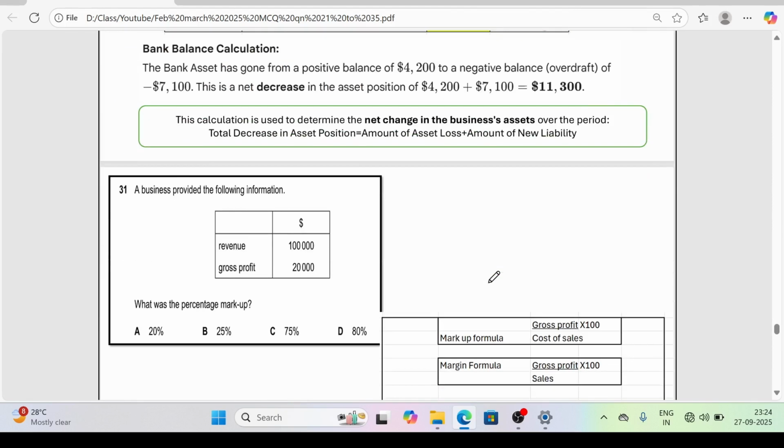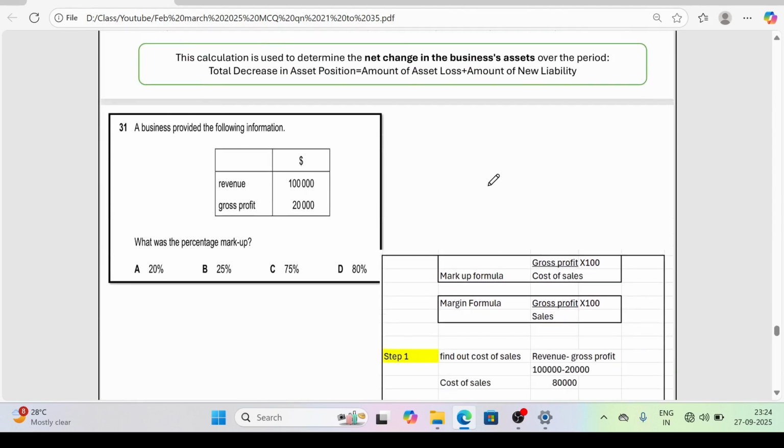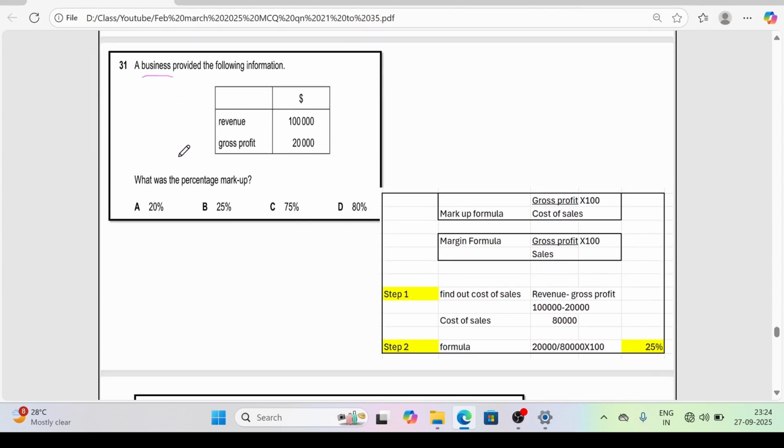Yeah. Then we are moving to question number 31. Our business provided the following information. Revenue 100,000, gross profit $20,000. What was the percentage of markup? 20%, 25%, 75%, and 80%. Before that, you have to be aware of the markup formula. The markup formula is gross profit divided by cost of sales times 100. The margin formula is gross profit divided by sales times 100.